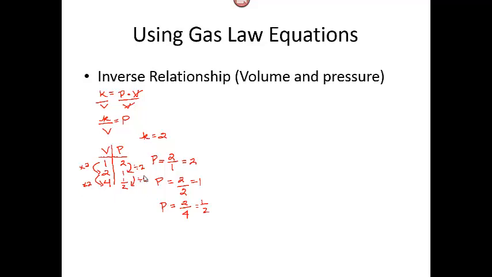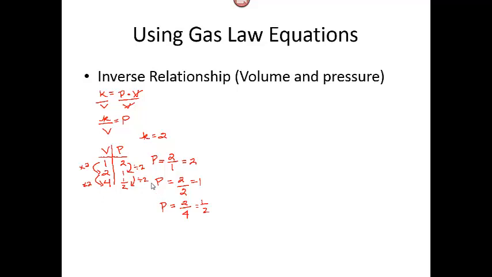This is what happens in an inverse relationship. The volume in this case is doubled and the pressure is halved. Okay? Now, your K is not always going to be 2. Like I said, it would be given to you, but you would do the problems exactly the same way.